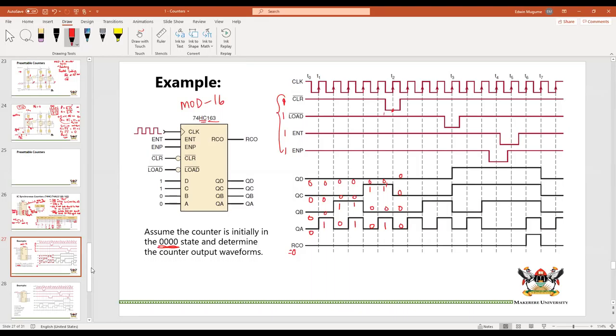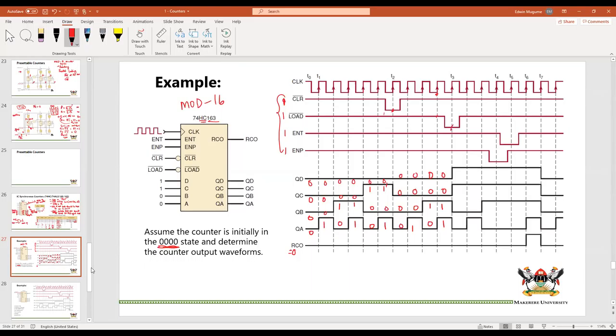And now, at the next clock, clear is back to one. So we can again continue counting. We can say zero now, 0001, and we go to the next one, 0010, and to the next one. The next one is at that point. At this point, we can go to 0011. But now, for the next clock, there is a load command.